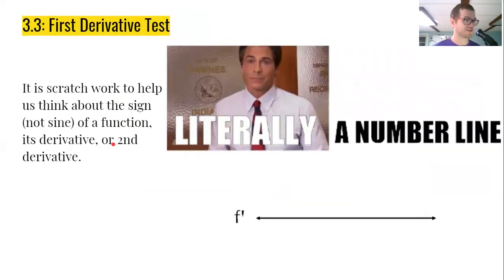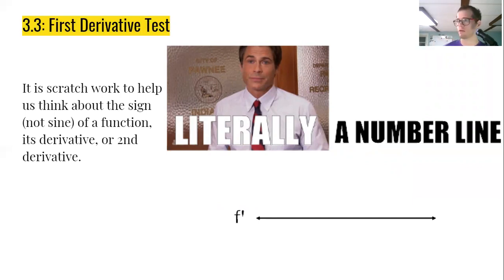Let's talk about what a sign chart is. It's literally a number line. There are other ways you can make it where it's not a number line, but I like making the number line because I think it's simple and efficient. But basically what a sign chart is, it's scratch work to help us think about the sign, S-I-G-N, of a function, its derivative or second derivative, or really anything. It's just a way to help us think about the sign. I don't care what the numerical value is. I just care whether it's positive, negative, 0, or undefined.